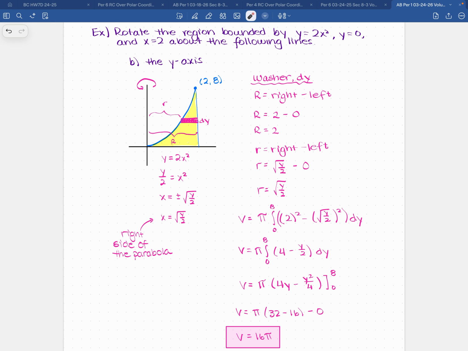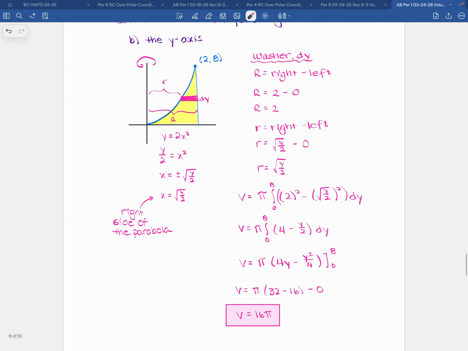So now for the little r, on the right-hand side is the parabola, x equals the square root of y over 2, and on the left-hand side is the y-axis at x equals 0. So that makes this our little r. Bummer, we got a square root in this. But if you take a look, it's kind of nice.